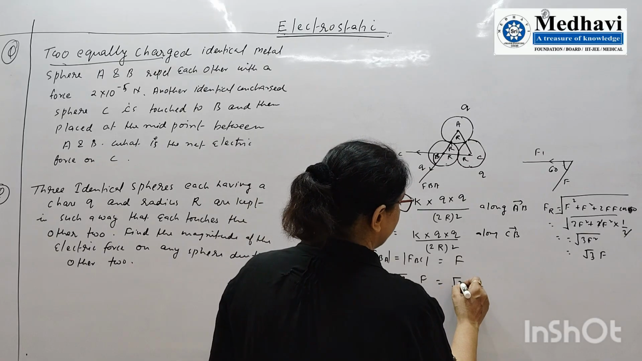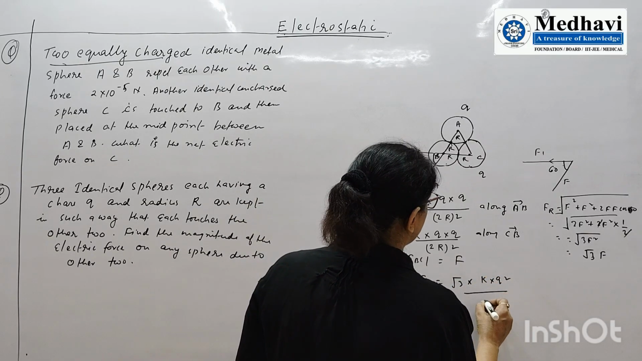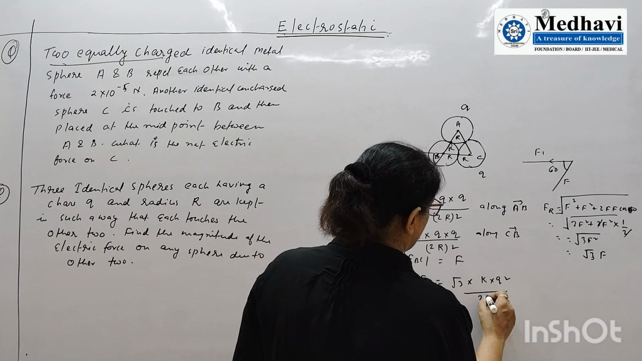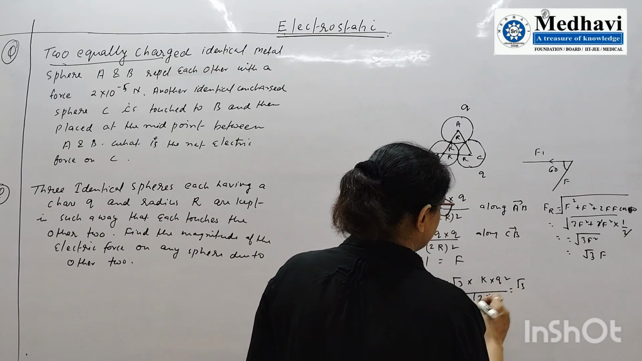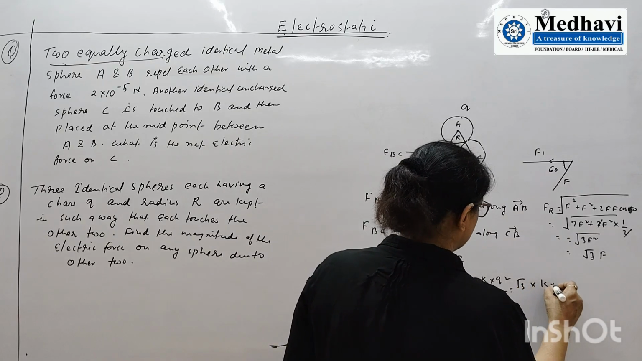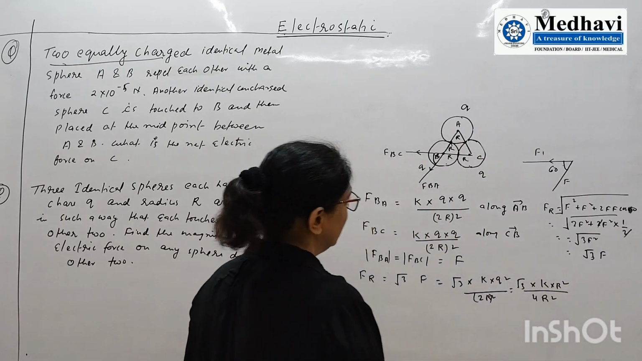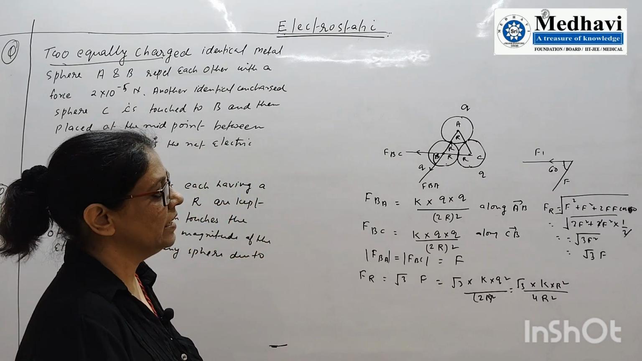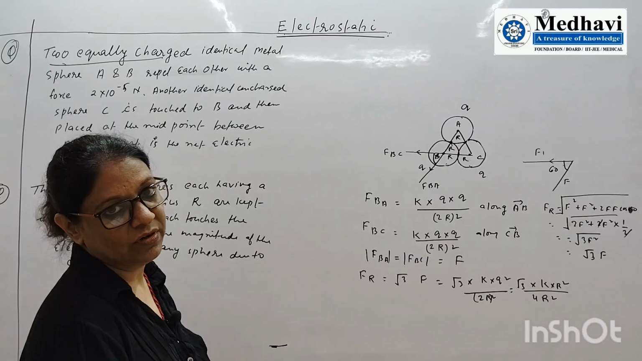So root 3 into F is equal to K Q square divided by 2R whole square, that is root 3 into K into Q square divided by 4R square. This is the resultant force; using the concept of vectors we can calculate it.